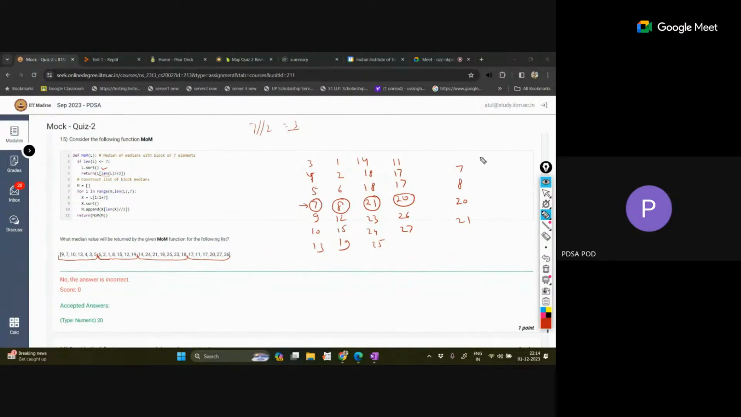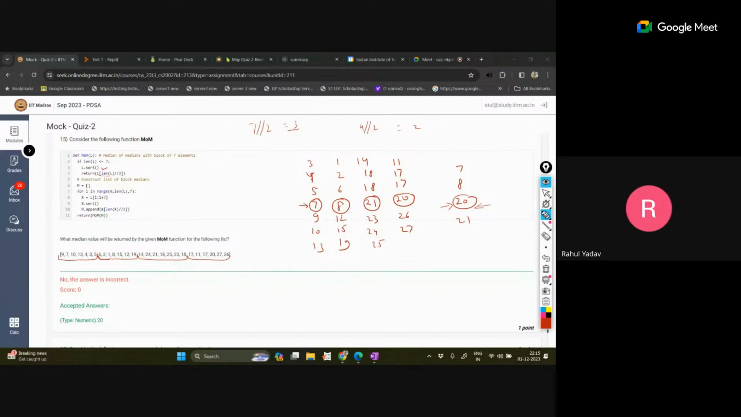So now this is the median of all the medians. This is the list of medians. Then we apply the same 4 floor division 2. So we get index 2, with indices 0, 1, 2. This is 20. So this will be selected as the median by this MOM algorithm.